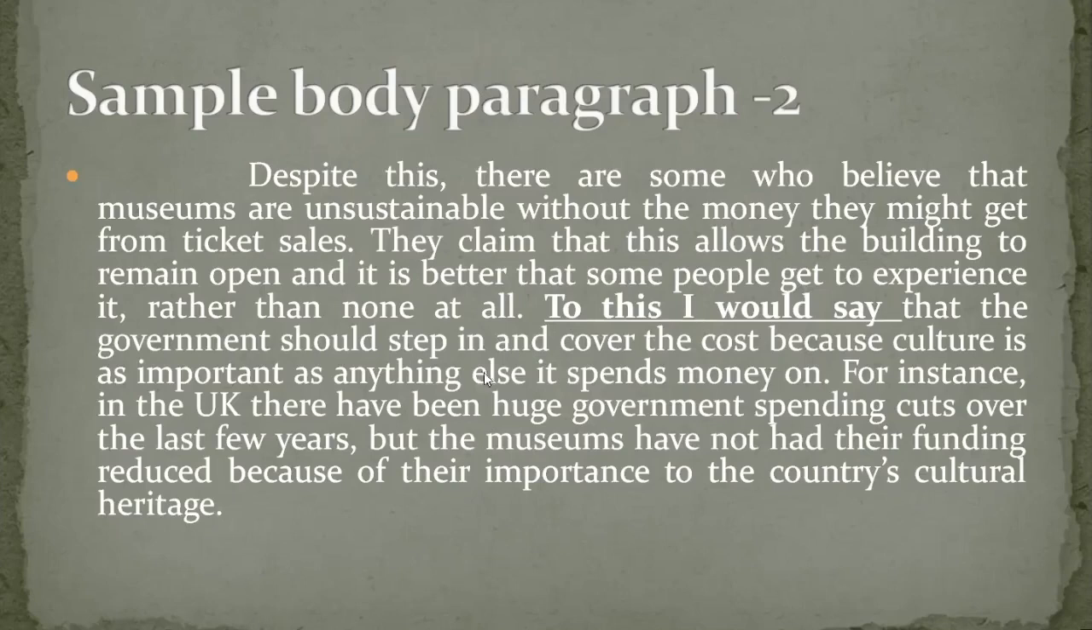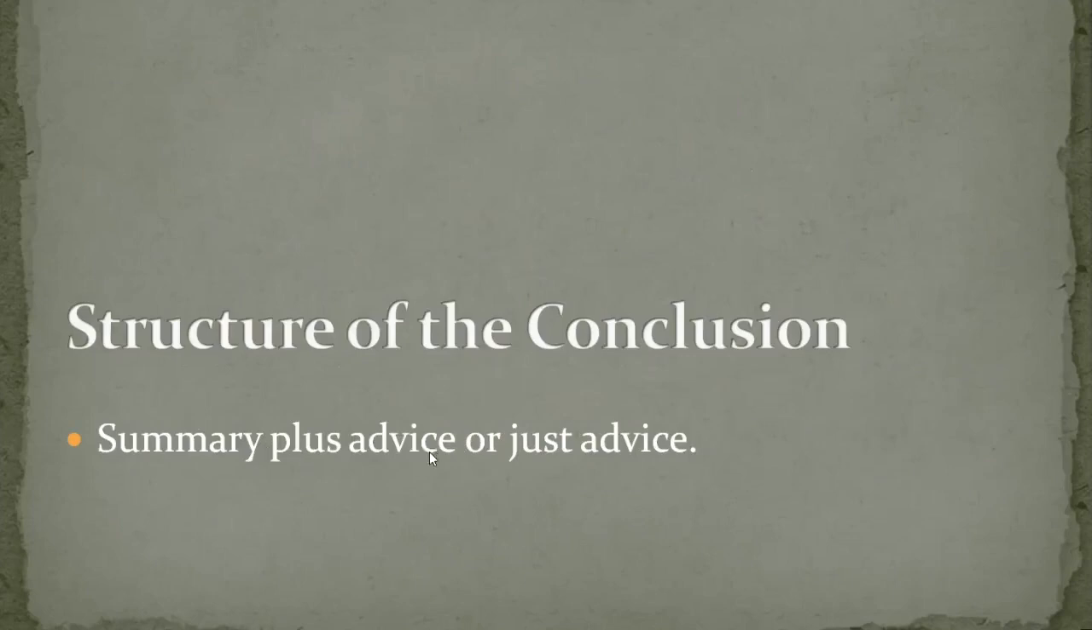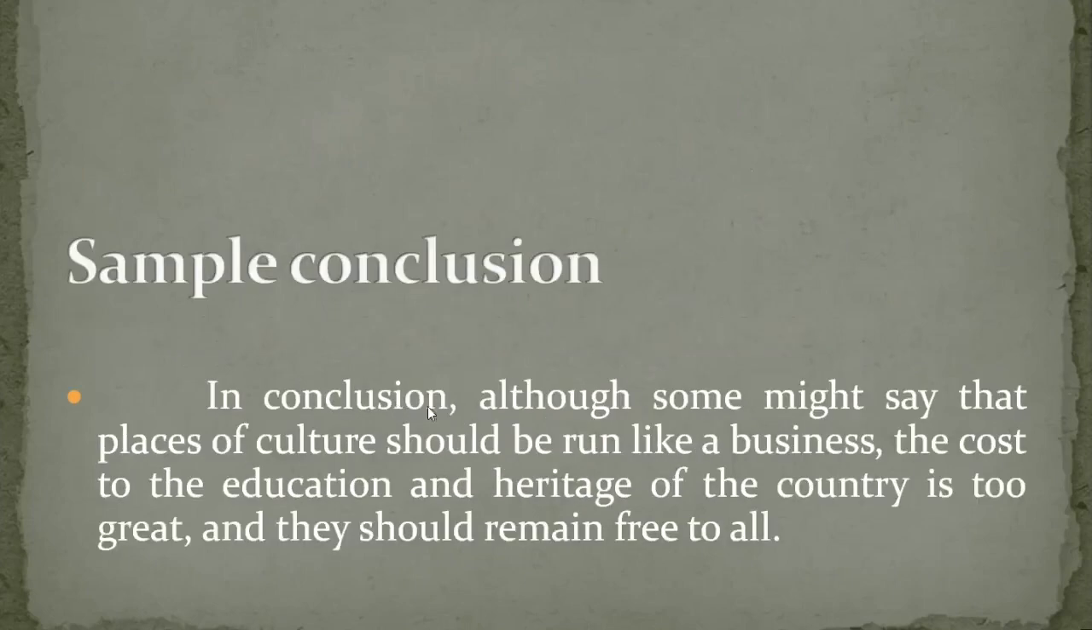Okay. Finally, the conclusion, you could have a summary plus advice or just advice. In conclusion, although some might say that places of culture should be run like a business, this is the summary of body paragraph 2, the opinion that you disagree with. The cost to the education and heritage of the country is too great, that's body paragraph 1, because that's the opinion that you support. And they should remain free to all. That's the piece of advice here in the conclusion.